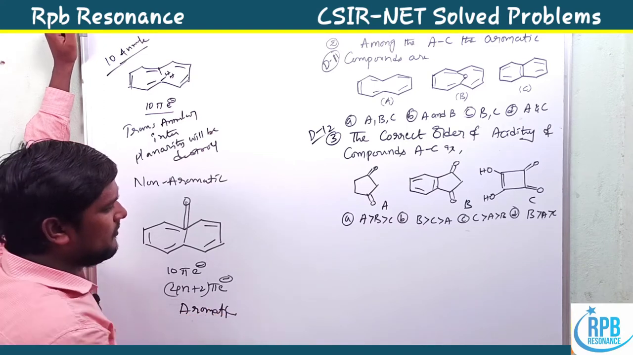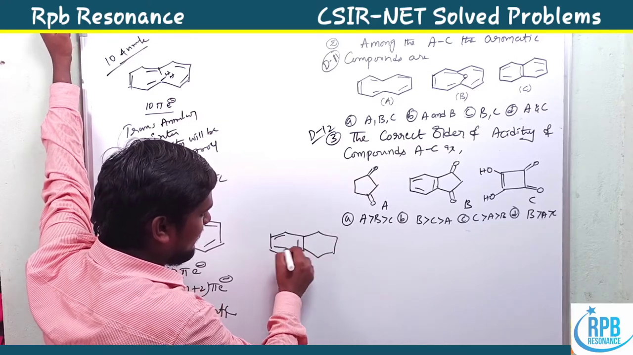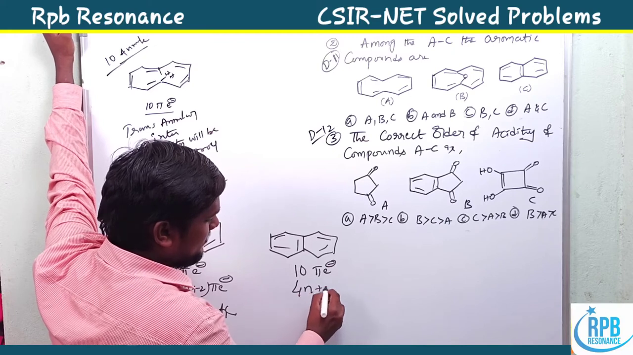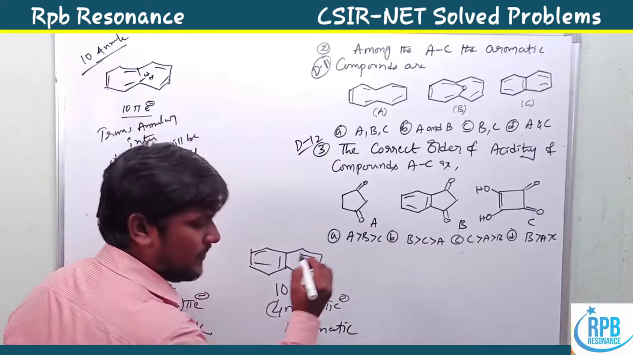Now the third one. We know that naphthalene is an absolutely aromatic system. Why? Because here 10 pi electrons are there, which obey the 4n plus 2 pi electron system. So that's why it is aromatic in nature.